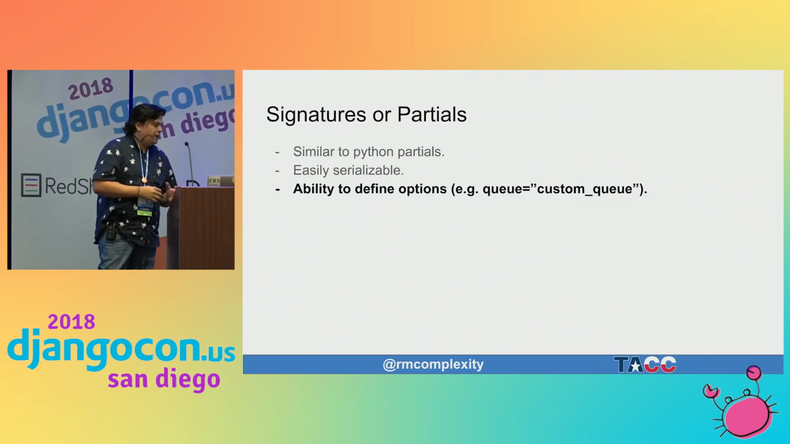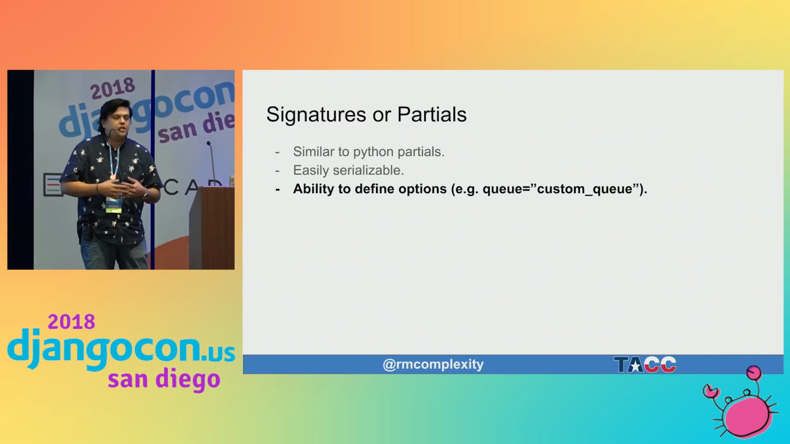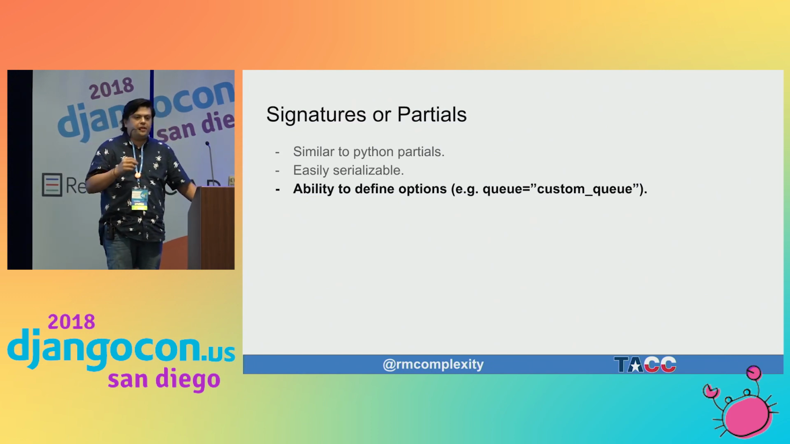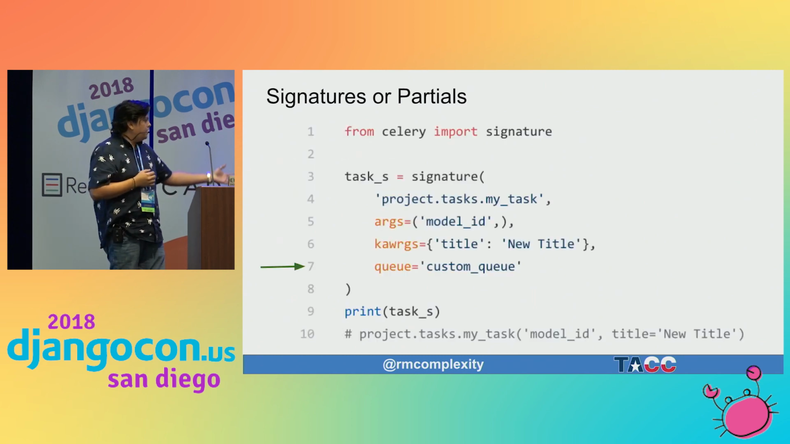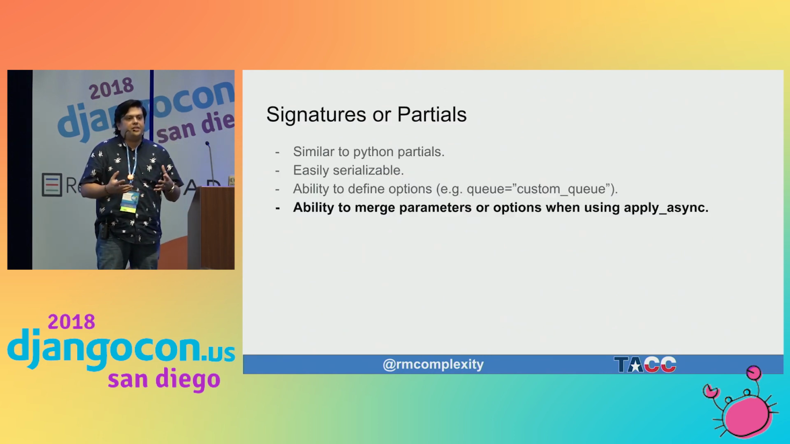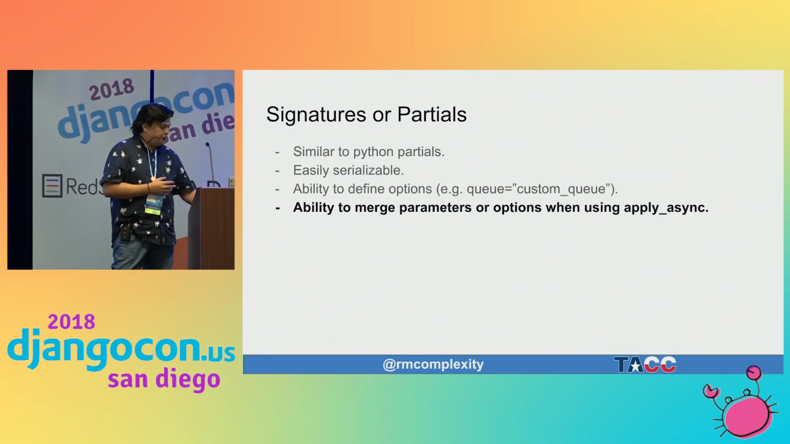does its job. The other cool thing about signatures is that we're able to define different options that Celery actually uses. So for instance, we can specify different queues on where these tasks are going to run. And we have this example here where we're actually setting a custom queue whenever we're creating our signature. Then the other good thing is that we can create a signature, and then after creating that signature, we can set different arguments for it, or we can merge different options.